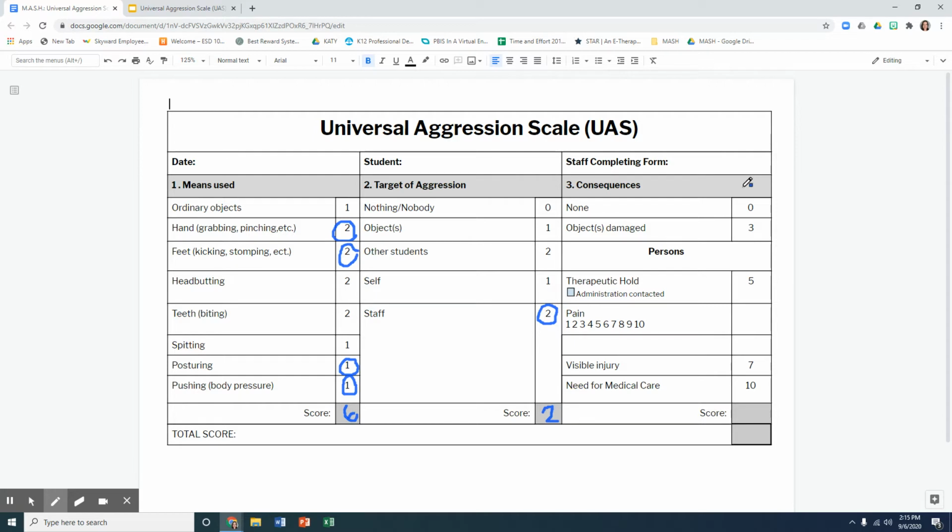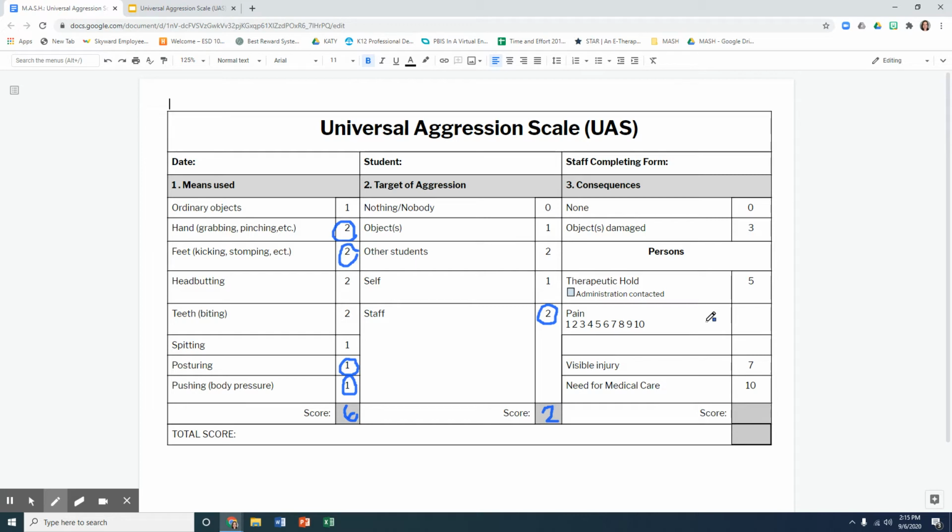Finally, we move into the third column, which is the consequences column, or what was the result of the aggressive incident. If there was nothing that was damaged or no injuries were caused, we would circle nothing or none. If objects were damaged in the room or property and destruction, so these objects are unusable or unable to be repaired, we would circle a score of 3. If there was a physical intervention that was needed or a therapeutic hold, we would circle 5.